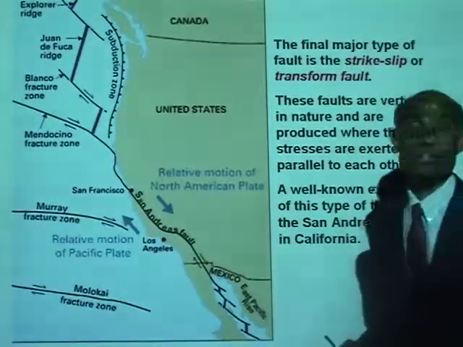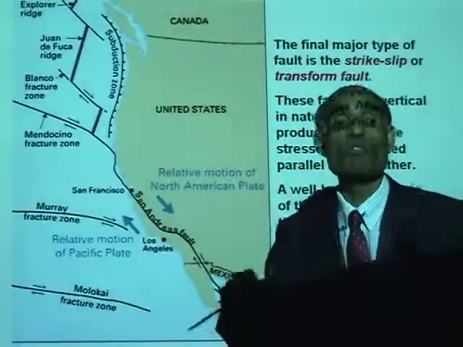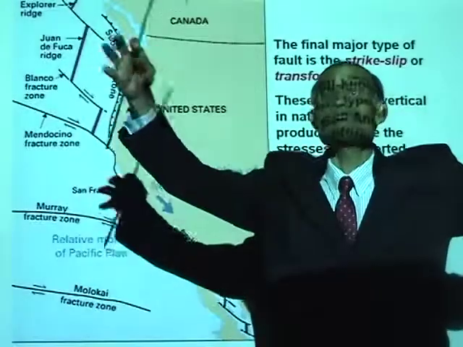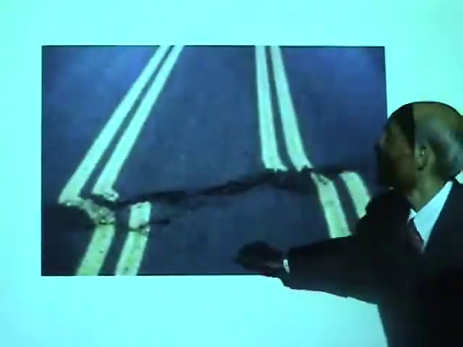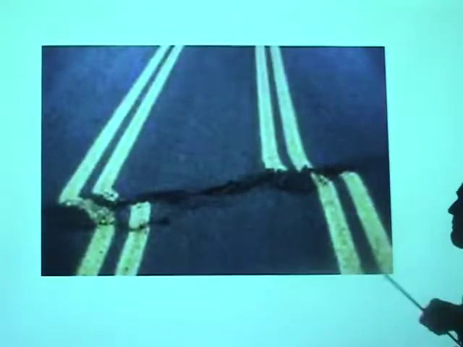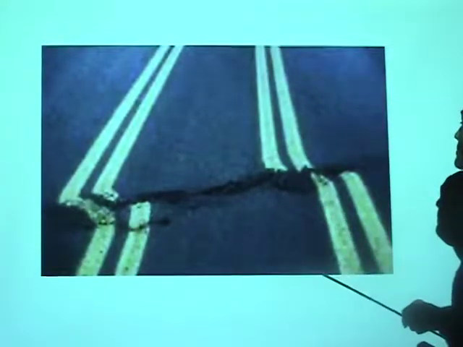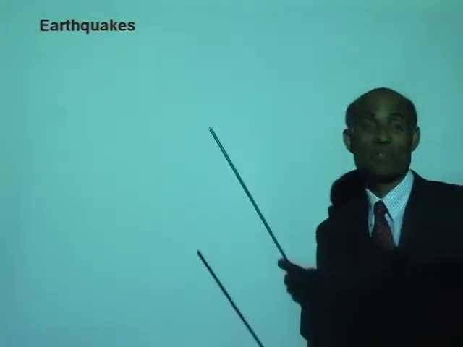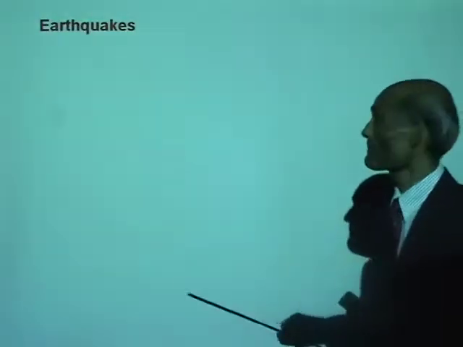Okay, we have now looked at the different types of folding and different types of faulting that give rise to the various surface features on the Earth. Now look at an example of that. That was the San Andreas fault, where a road got cut due to the parallel movement.